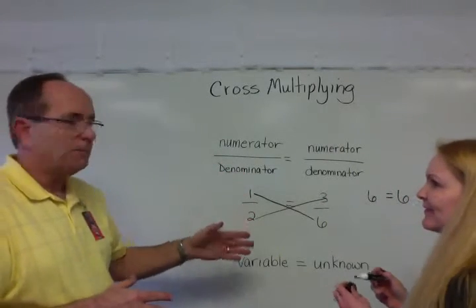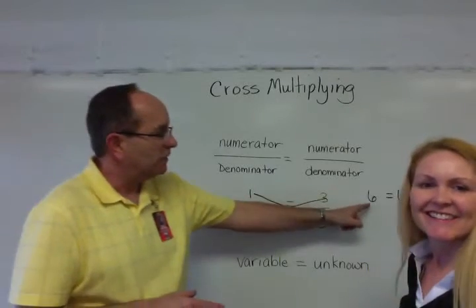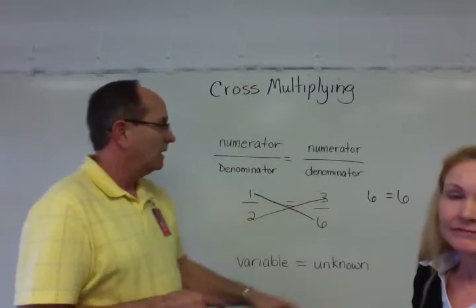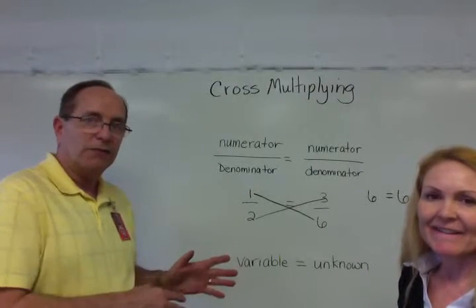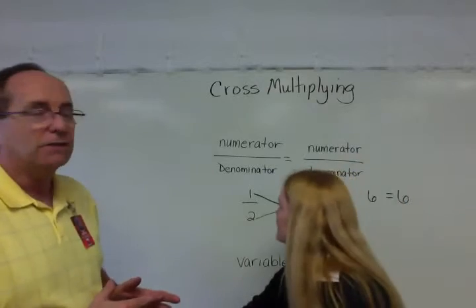That happens that way because if they're not equal, you're never going to have these products equal to each other. So they have to be equivalent. That's why cross multiplying works, the strategy that we're trying to briefly talk about today.